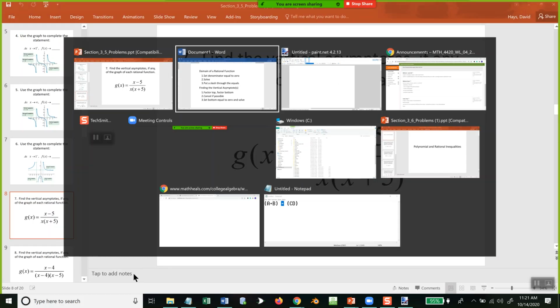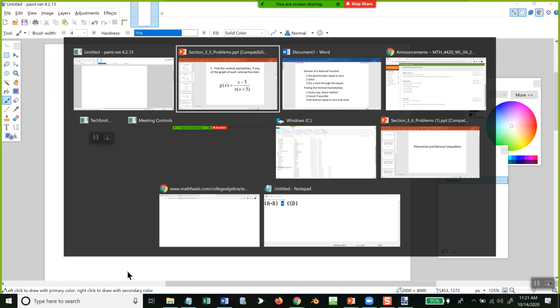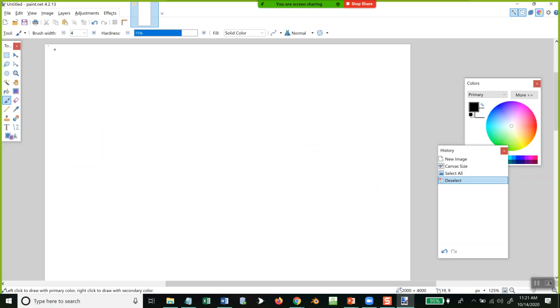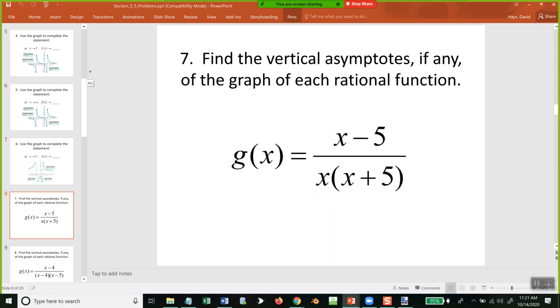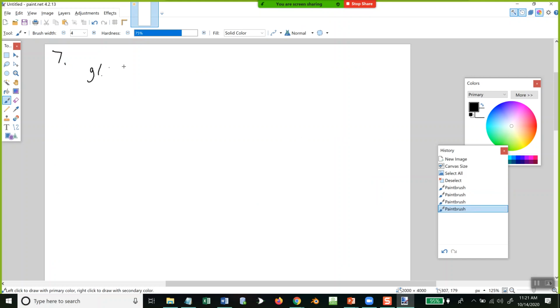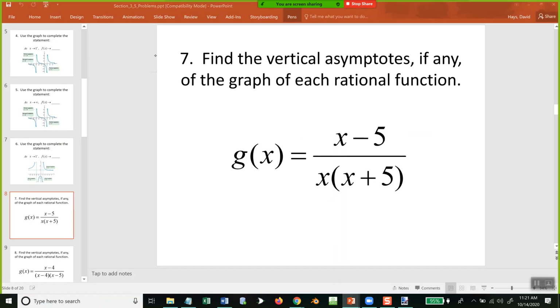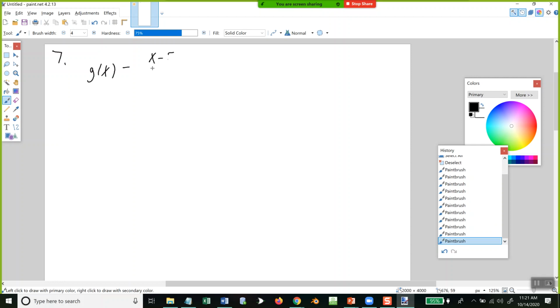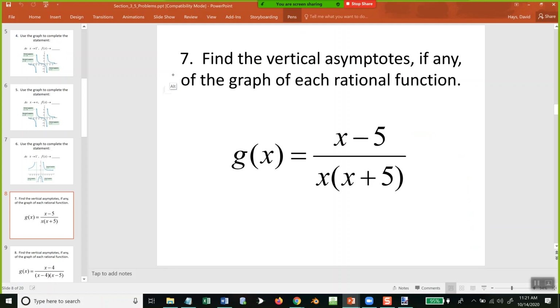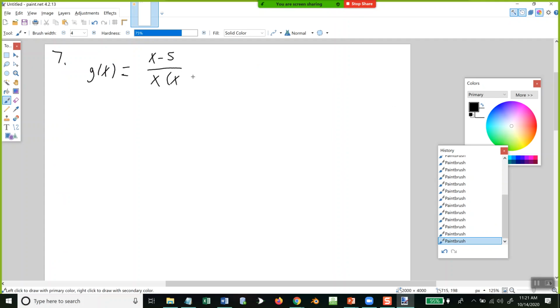Okay, so let's take a look at this problem. g of x is equal to x minus 5 over x times x plus 5. And I want to find a vertical asymptote. Step 1 would be to factor the top, factor the bottom. They're factored as much as they can be. Step 2 would be to cancel, but I can't cancel anything.